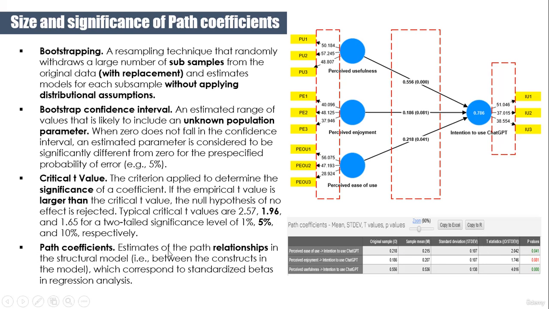And the path coefficient is the estimate of the path relationships in the structural model. This is the path coefficient 0.565. It shows that it is positive. That means perceived usefulness positively influences intention to use ChatGPT, and the size of the influence is 0.556. That means if perceived usefulness increases by 1 unit, intention will increase by 0.556, which corresponds to the standardized beta in regression analysis. You also get the standardized beta in regression analysis, and in the case of Smart PLS it is called the path coefficient. I think the theoretical discussion will help you to understand the practical analysis in the software.